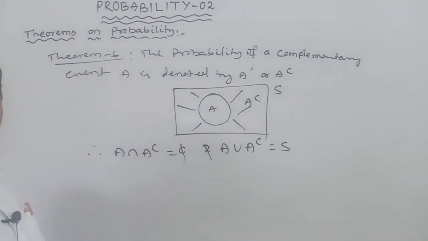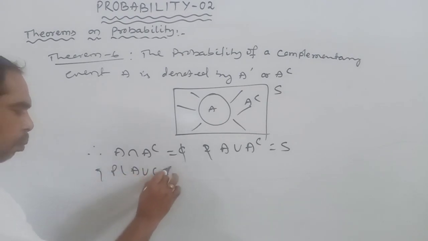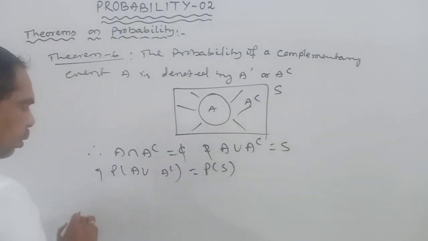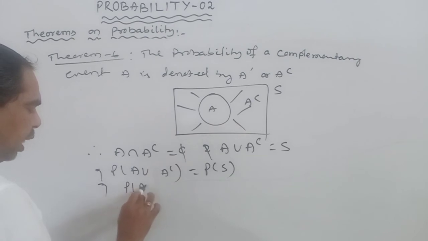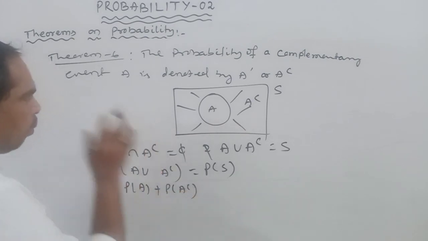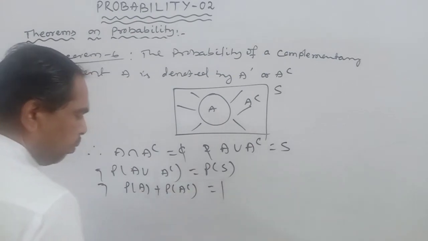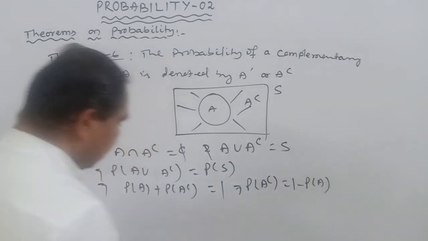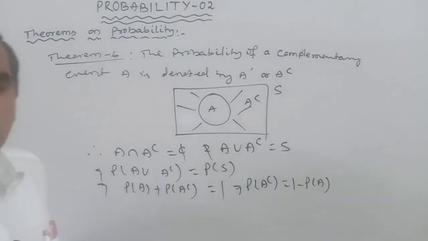So they are mutually exclusive and exhaustive. This implies P of A union A complement is equal to P of S. So this implies P of A plus P of A complement, by theorem 5, is equal to 1. So P of A complement is equal to 1 minus P of A. This is complement. Probability of complement of a set means 1 minus probability of A.